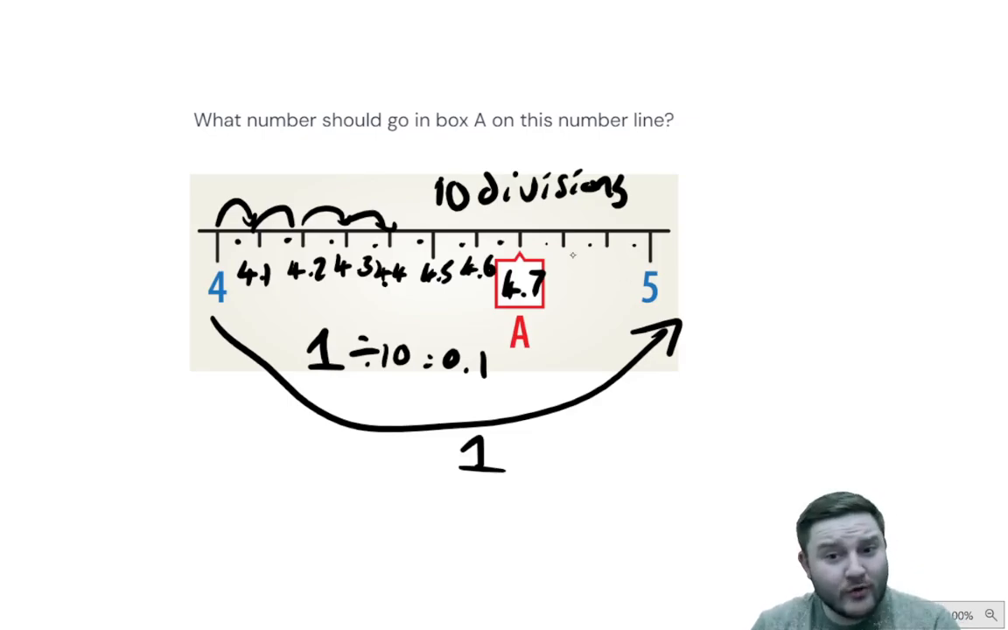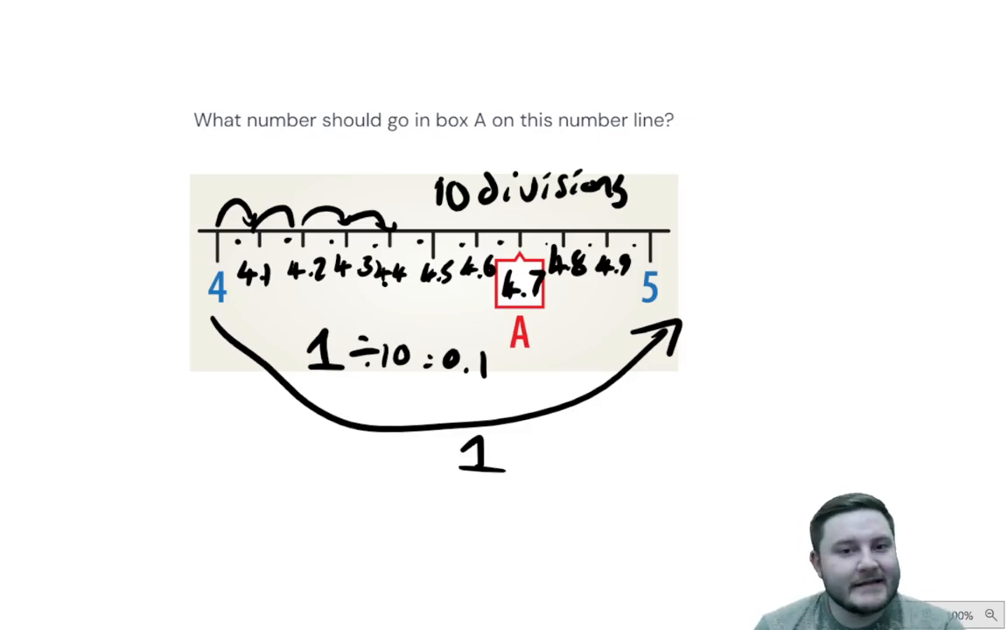And then you could complete the number line to finish just to make sure that you haven't miscounted the number of divisions. It's a nice little check. So there's 4.8, 4.9, and then 5 on the end. So a really nice question there, because the answer turns out to be a decimal.